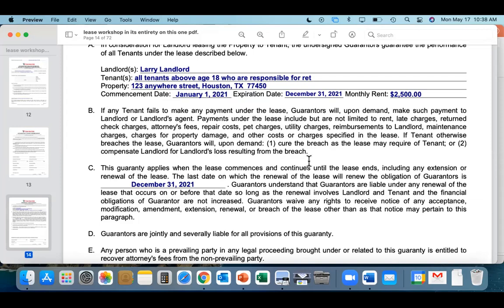If tenant otherwise breaches the lease, guarantors will, upon demand, cure the breach, as the lease may require of the tenant, or compensate the landlord for the landlord's loss resulting from the breach. Six months in, the tenant takes off and abandons the house, the guarantor is responsible. He's responsible for the remainder of the lease, any damages, repair costs, pet, utilities. They abandon the utilities and the gas and electric is running, somebody needs to pay it. Guess what? The landlord is going to demand that the guarantor pay it.